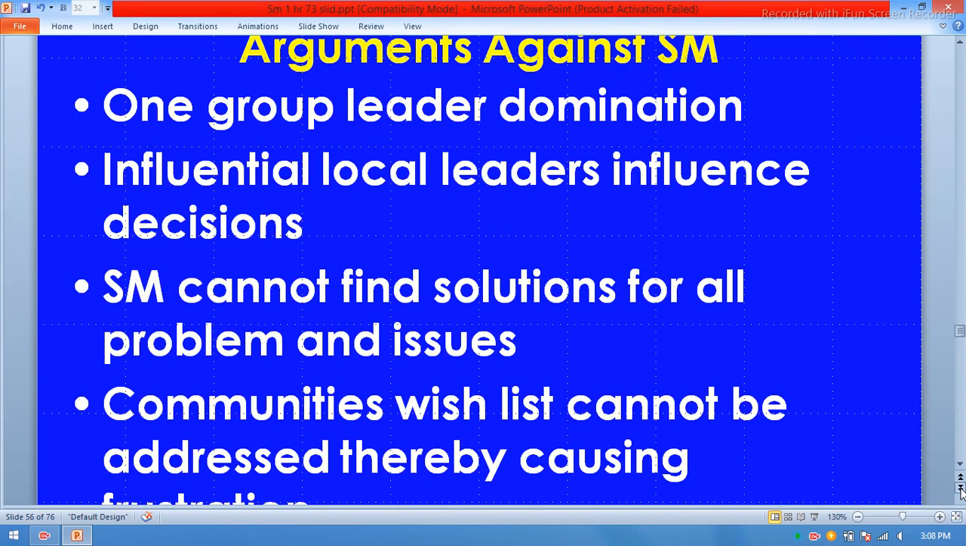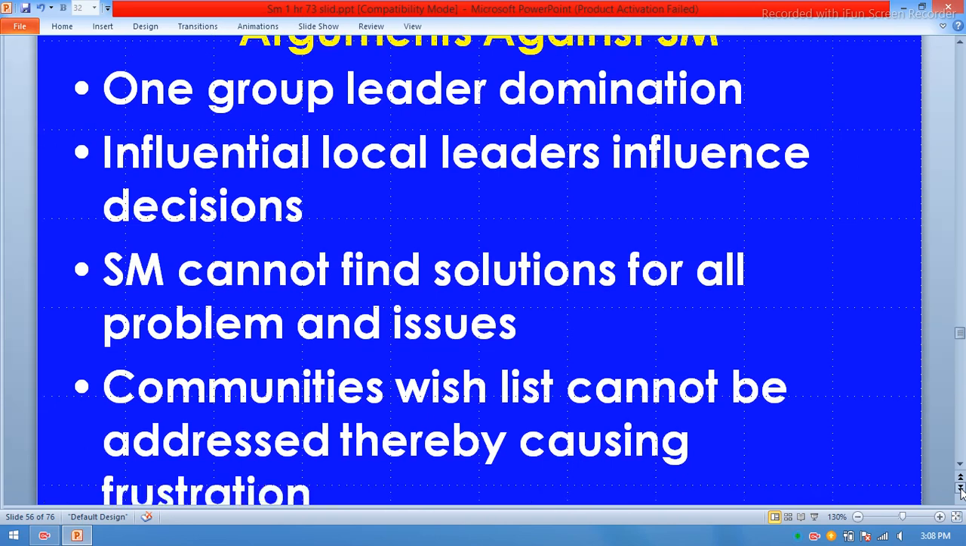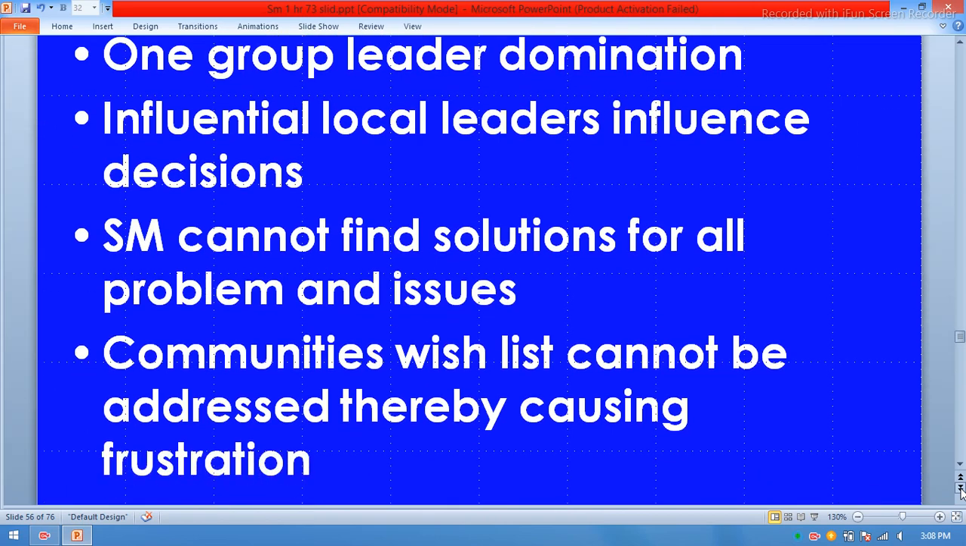One group leader dominates, and influential local leaders influence decisions. Social mobilization can't find solutions for all problems and issues. Community wish lists cannot be addressed, thereby causing frustration.